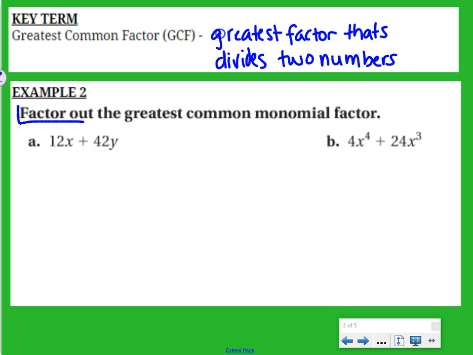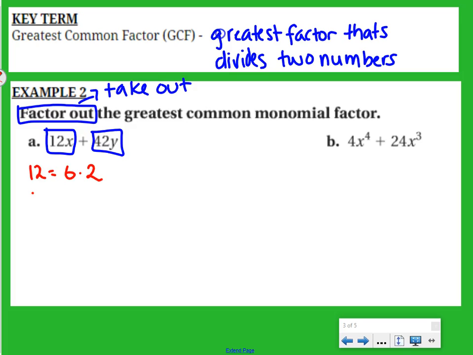So for our example, we want to factor out, so take out, the greatest common monomial factor. If we look at 12x and 42y, we want to know what can go into both of those. They can both have 2, but there's a bigger number. 6 would be the greatest number that goes into both 12 and 42, because 12 equals 6 times 2, and 42 equals 6 times 7. So we want to take that 6 out.